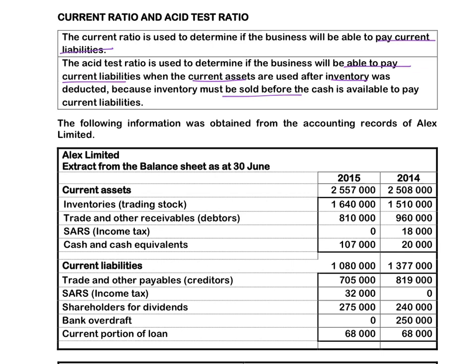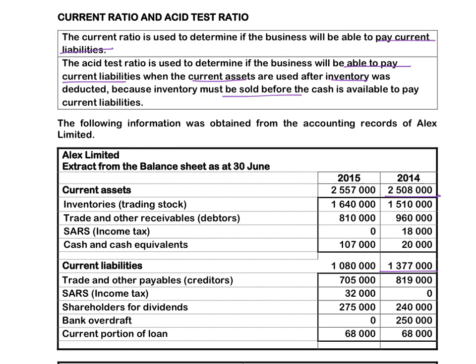current liabilities. The following information was obtained from the accounting records of Alex Limited, and they give us the information for the current assets and the current liabilities. If we look at the current ratio for 2014, and we calculate the current assets to current liabilities, then in 2014 our current assets were 2508 and our current liabilities were 1377. If we do this calculation, we see that the answer is R1.80 assets for every R1 debts.